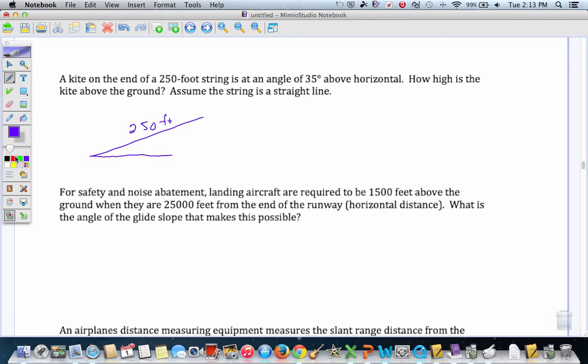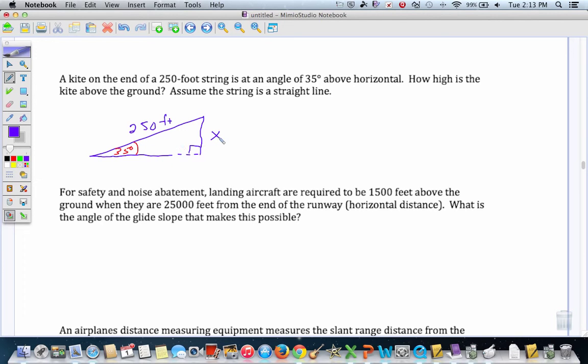The string is at an angle of 35 degrees above horizontal, so horizontal would run this way, and that would make our angle of our string here 35 degrees. We want to know how high the kite is above the ground. Well, height is always measured as a vertical height unless specified otherwise, so we'll call that x. If I continue my horizontal line over, here is a right angle.